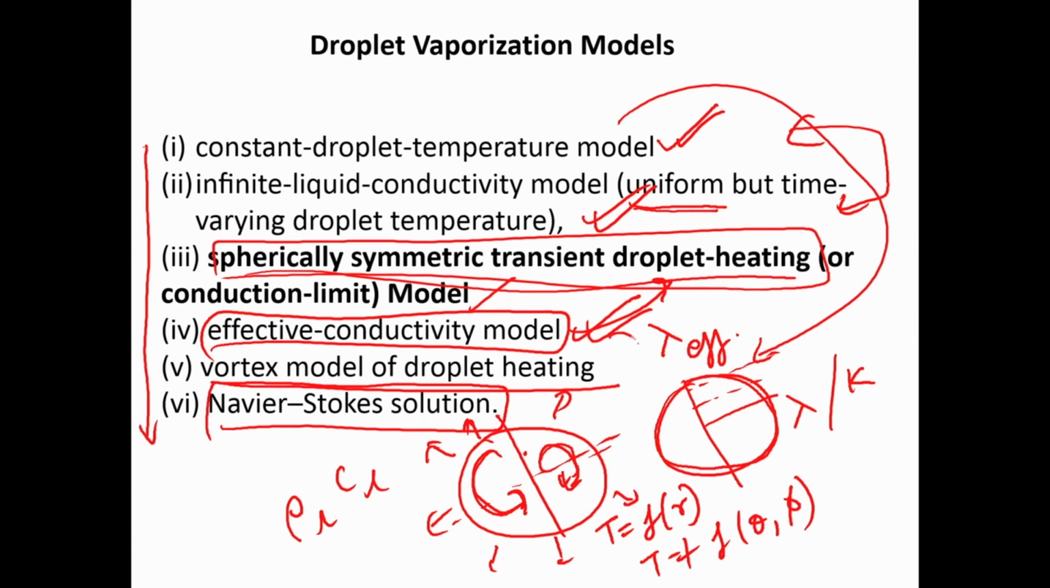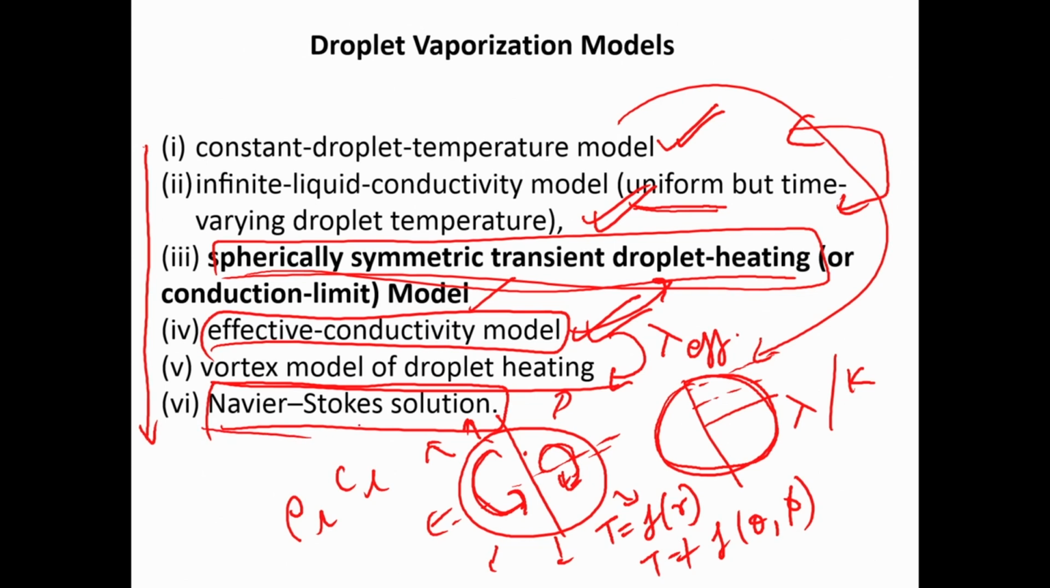If you want to have a little bit more fidelity, you can use the vortex model, in which you actually impose a flow solution within the droplet, and then you solve the energy equation using the velocity term, using the convective derivative term. And then you of course have the Navier-Stokes equation, which is the full-fledged solution of the same.